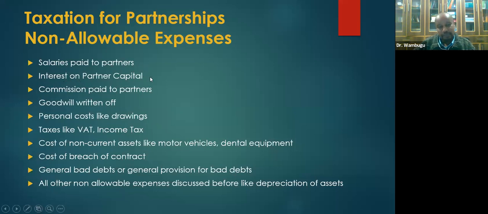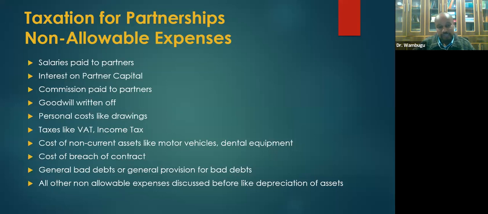Interest paid on partner capital. If each partner loans the partnership capital and they're getting interest on that, that is not an allowable expense. Commission paid to partners is also not an allowable expense. So if you're getting any commissions from the partnership for any business that you bring in, that is not an allowable expense. Goodwill written off.